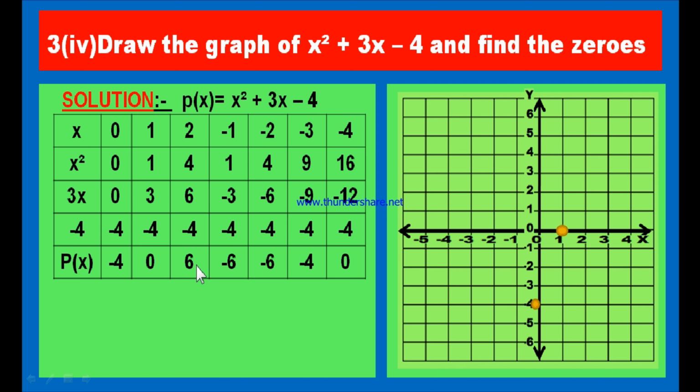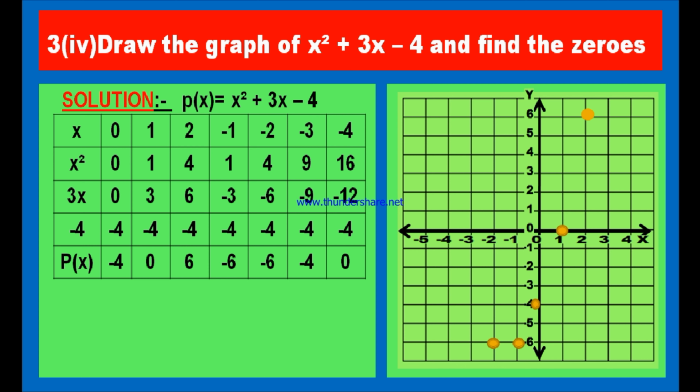Next, 2, 6. Where can you find the point 2, 6? X coordinate is 2 and y coordinate is plus 6. On this line, x value is always 2. And y is equal to 6 means this is the line on which y is equal to 6. These two lines are meeting here. Therefore, the point 2, 6 lies here. Next, minus 1, minus 6. X is equal to minus 1 and y is equal to minus 6. Here is the point. Minus 2, minus 6. X is equal to minus 2 and y is equal to minus 6. Here is the point.